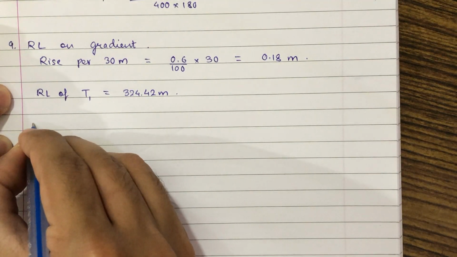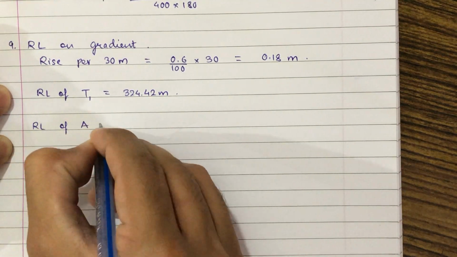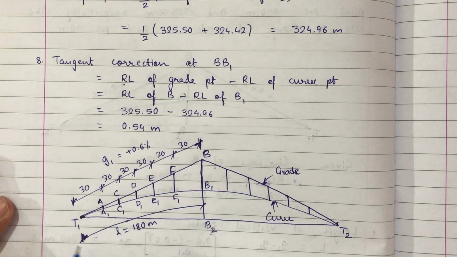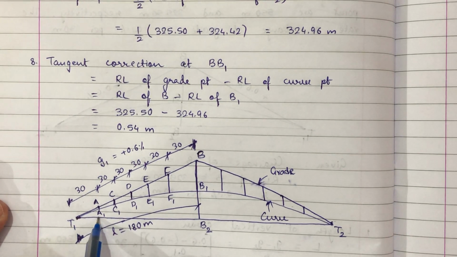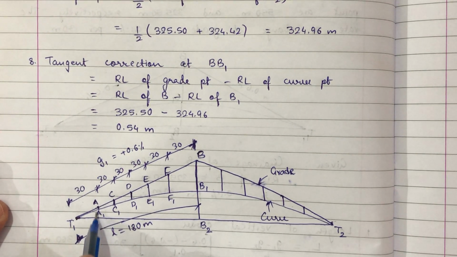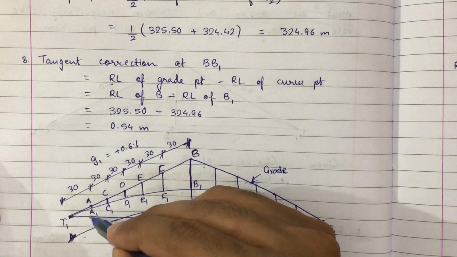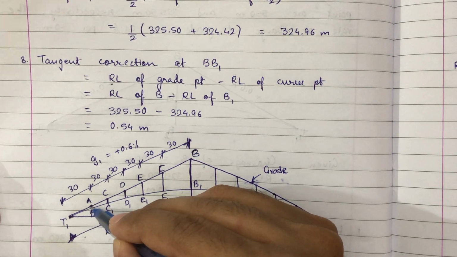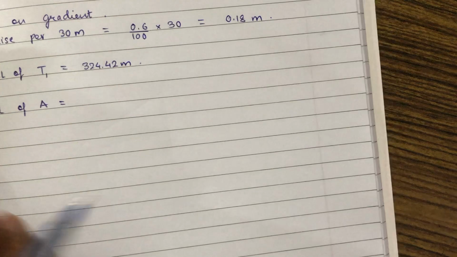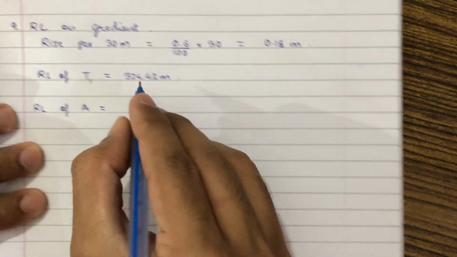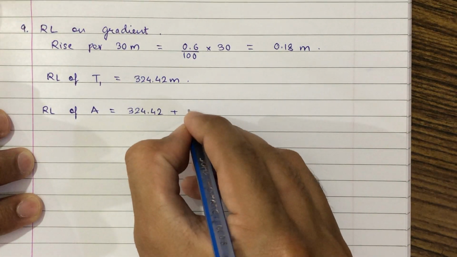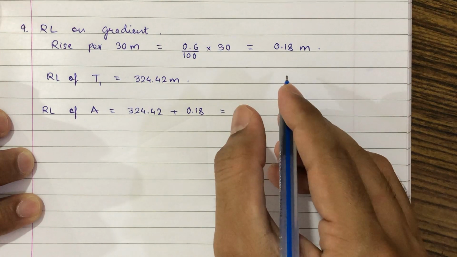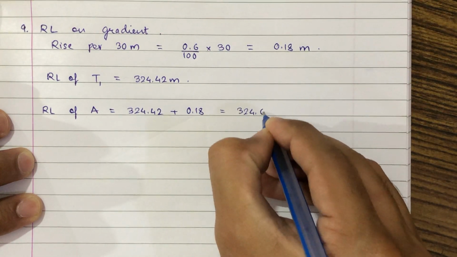Now if we need to find the RL of this point A, this will be the RL of T1 plus this rise. This rise is 0.18 meter. RL of T1 plus this rise will be RL of A. So RL of T1 is 324.42 plus rise 0.18, and this value comes out to 324.6 meters.